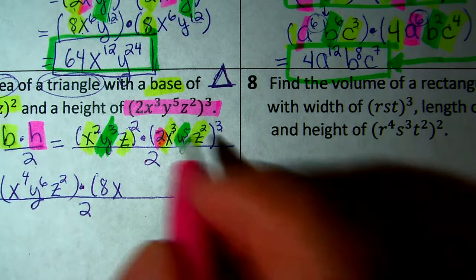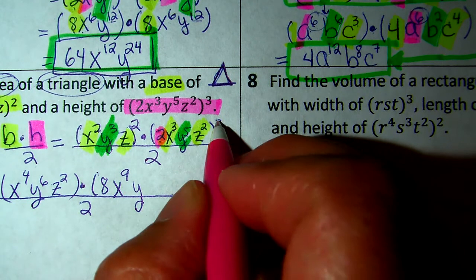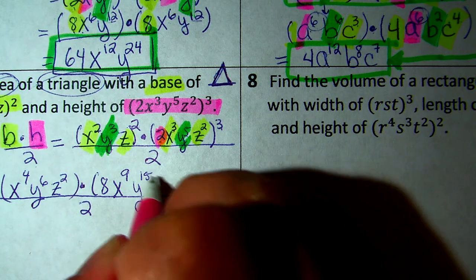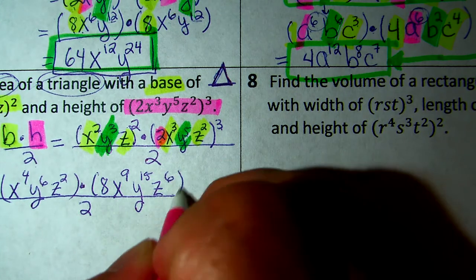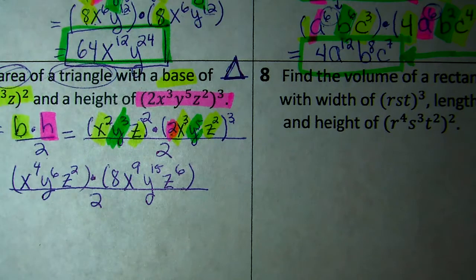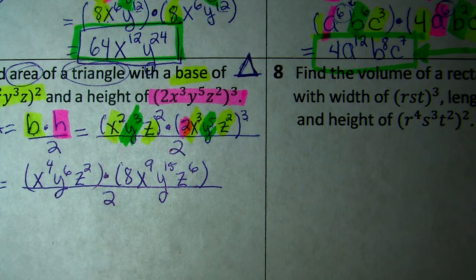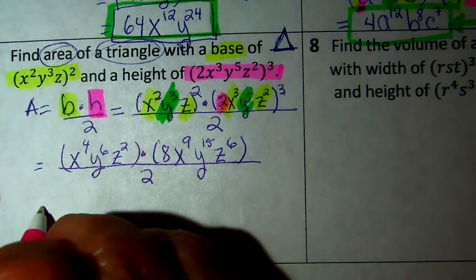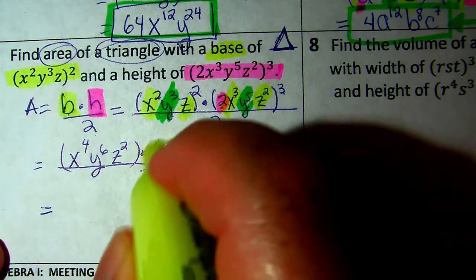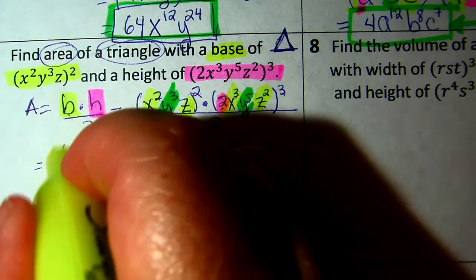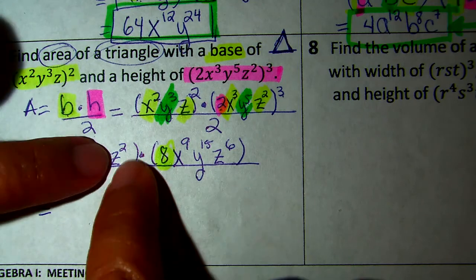X, 3 times 3, 9. For the Y, 5 times 3, it's 15. For the Z, 2 times 3, 6. Okay, so remember, here we can't go wrong. If you think I'm going too fast, you can always pause the video. All right, now we still have to simplify this multiplication. We have the coefficient right here. The 8 is going to multiply what? A 1 that is right here. And then we have the x's with the x's, the y's with the y's, and the z's with the z's.